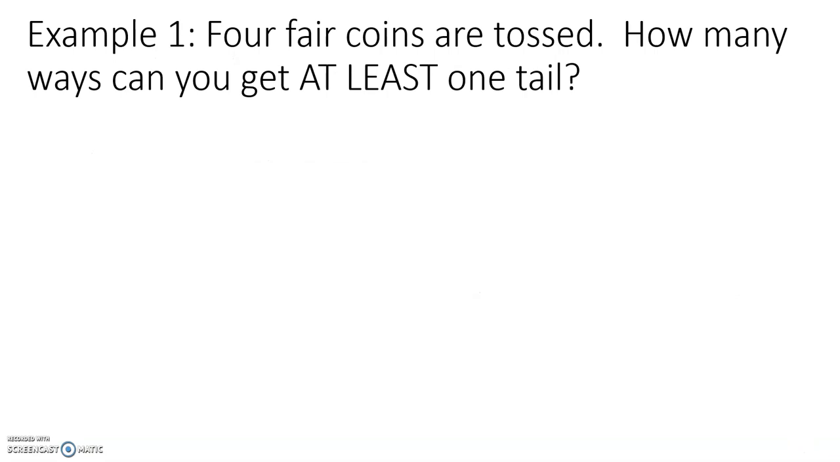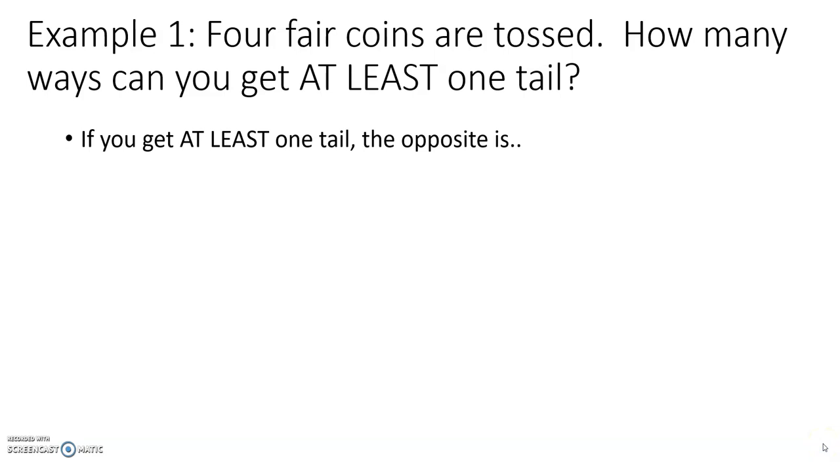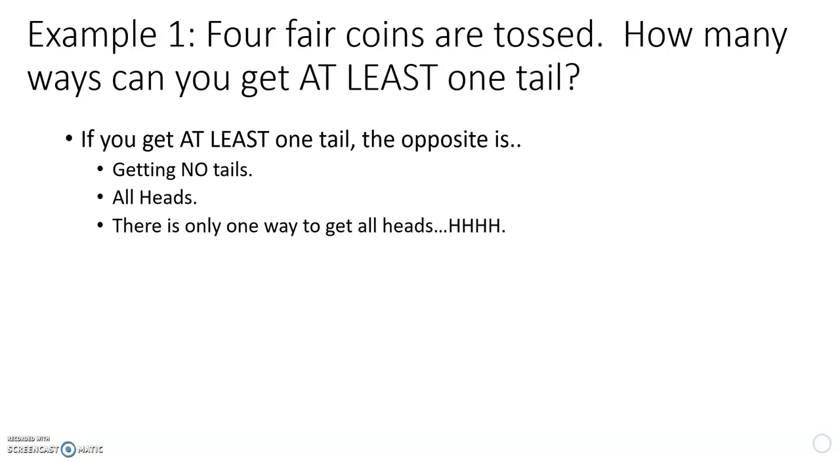Example 1. 4 fair coins are tossed. How many ways can you get at least one tail? If you get at least one tail, the opposite is getting no tails. Getting no tails is all heads. There is only one way to get all heads. Heads, heads, heads, heads.